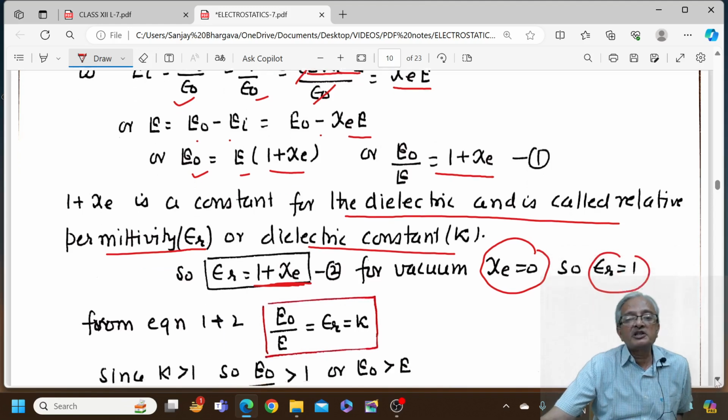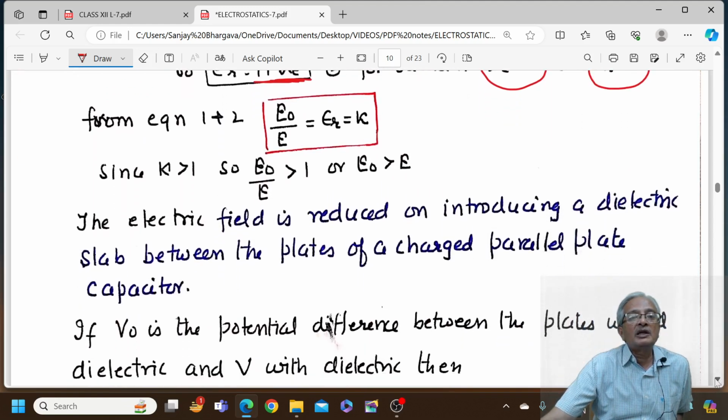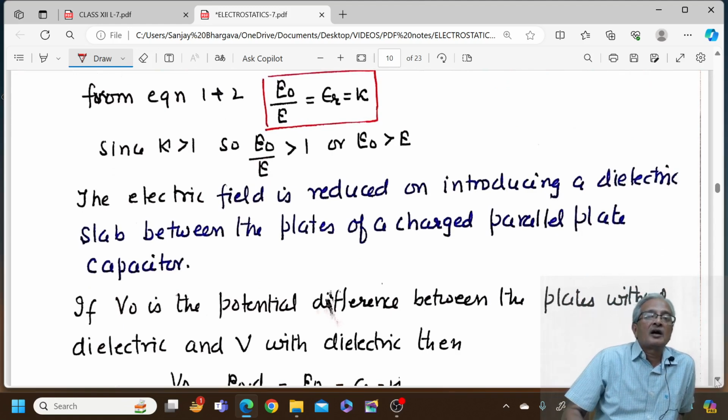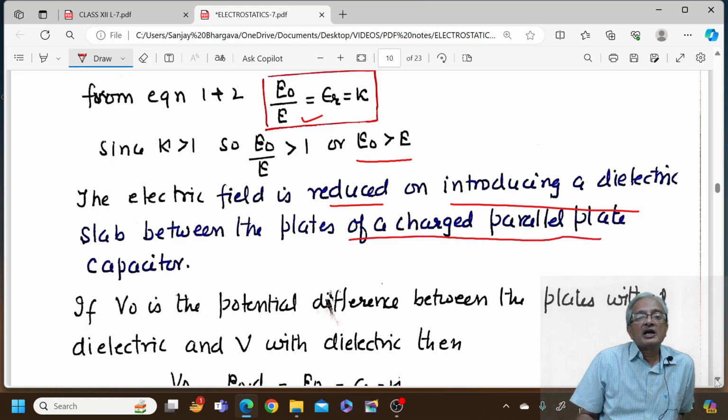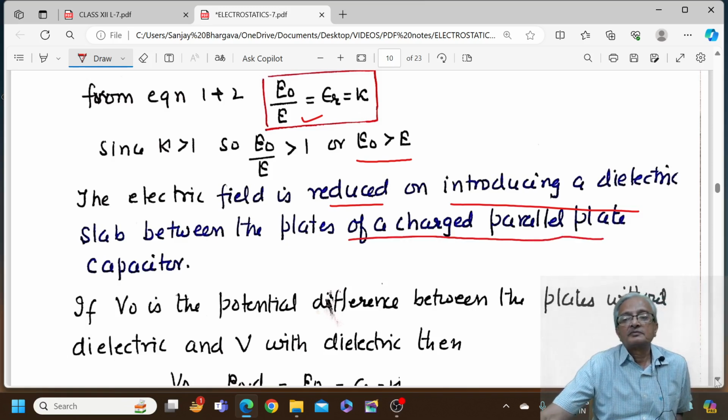Now from the two equations we can say E0 upon E would be equal to epsilon R, that is K. But K is greater than 1, so E0 would be greater than E. Thus, on introducing a dielectric slab, the electric field is reduced between the plates of a charged capacitor.